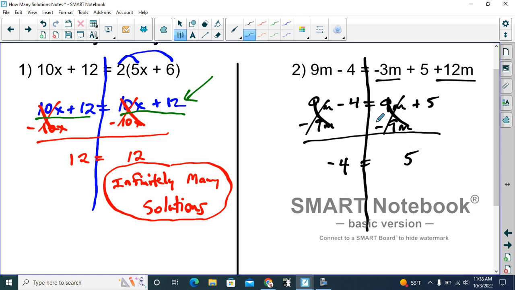And this doesn't always happen, but every once in a while, all the m's or all the x's cancel out. Notice on the previous example, I got 12 equals 12. 12 is always equal to 12. That is why we had infinitely many solutions. For example 2, my equation says negative 4 equals 5. Well, negative 4 is not equal to 5. No matter what m is, I'm never going to be able to make negative 4 and 5 equal to each other. So this is a false statement. There is no solution.